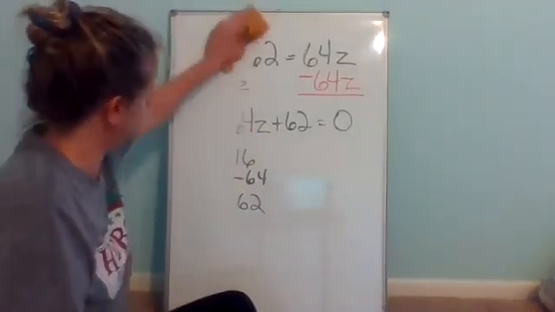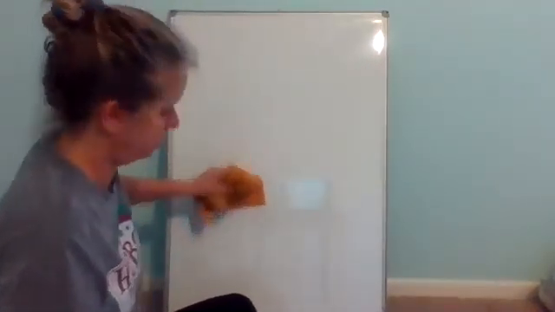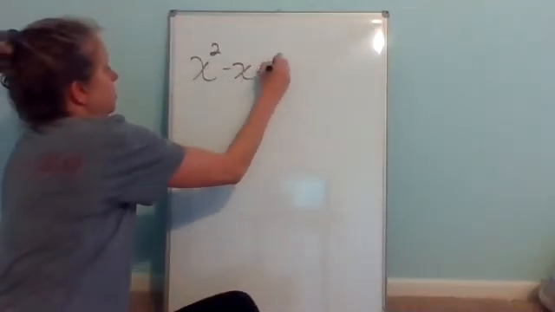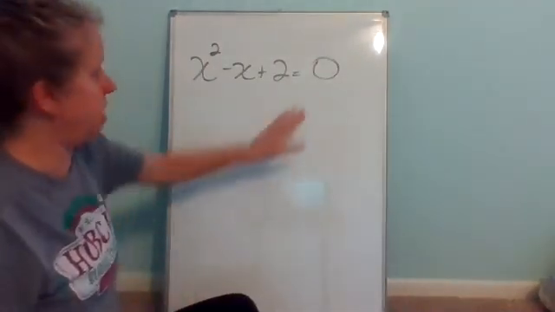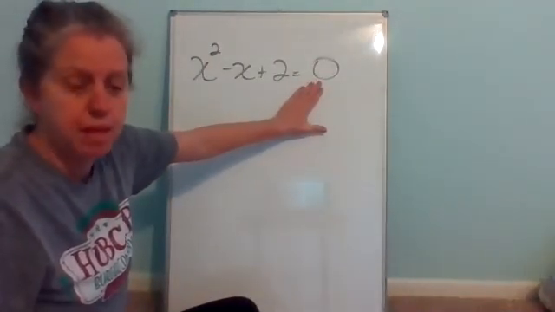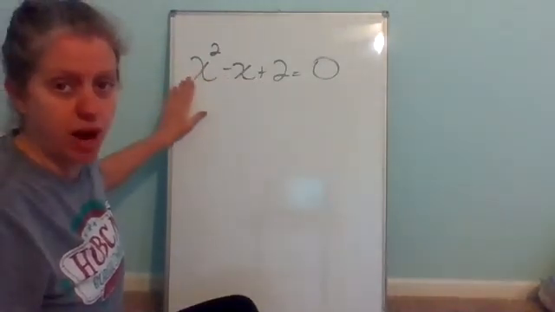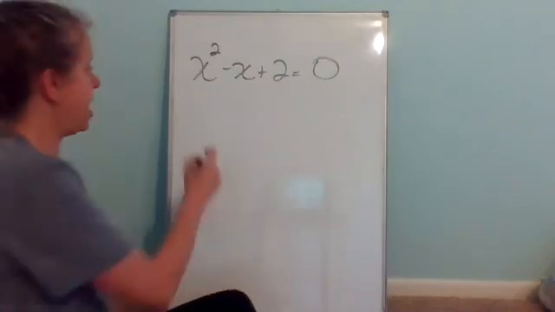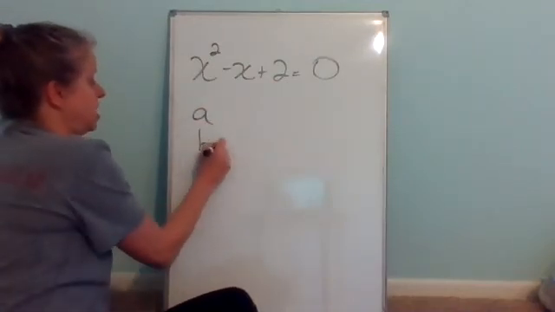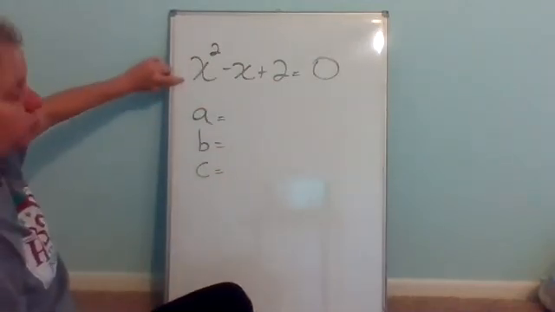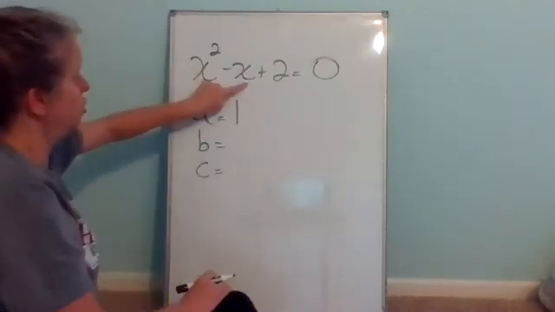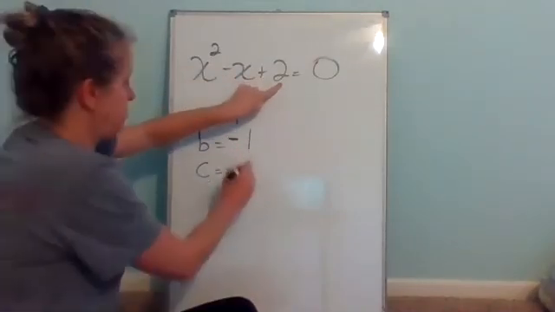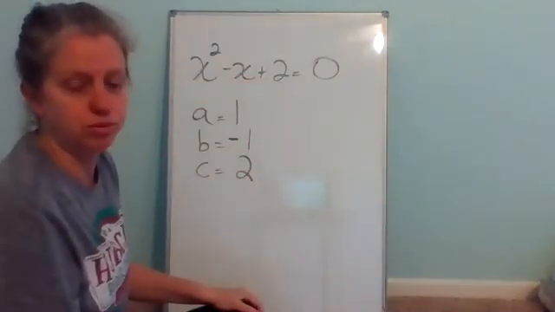All right, number 16. So this one's already set up for us, right? It's already equal to 0. All my terms are in the right order. I have my squared, then my x, then my constant. So you can go ahead and just do your A, B, and C in the program. Your A would be this 1 out here. Your B, which is this number right here, would be negative 1. And then your C would be that positive 2.